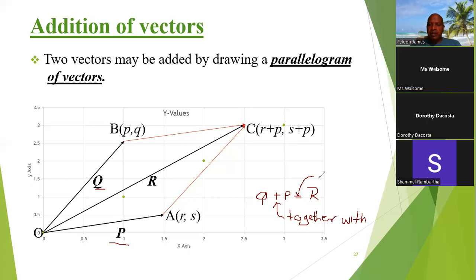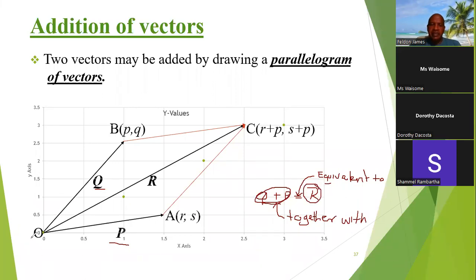This now would be equivalent to, the equal sign means equivalent to. And what that really means is that if you put the vector P together with the vector Q, or the vector Q together with the vector P, it can give you the same effect, or the equivalent effect, as a single vector R.